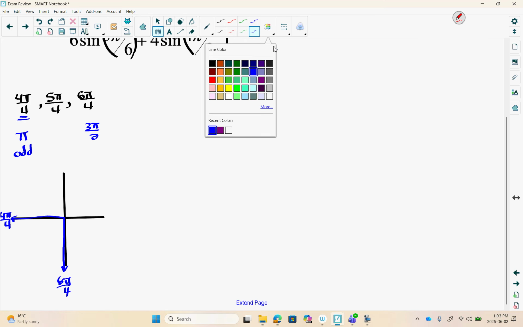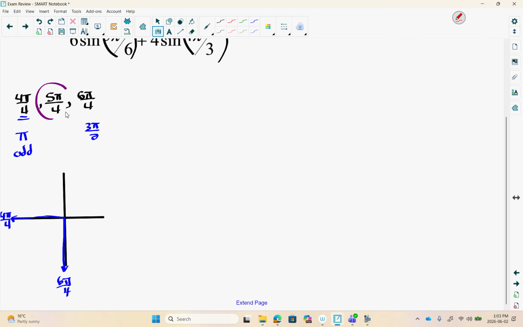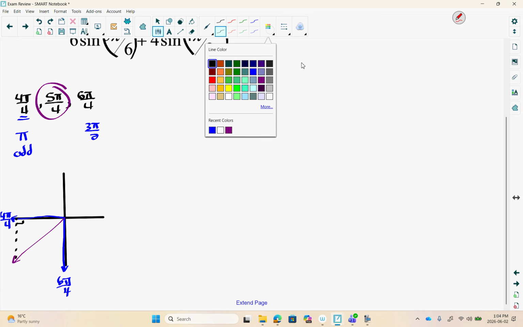So tell me this. Where would 5 pi over 4 go? Right in the middle, right between them. And that's in quadrant 1, 2, 3. There? Once you draw the angle, make your reference triangle with what axis? The x-axis.